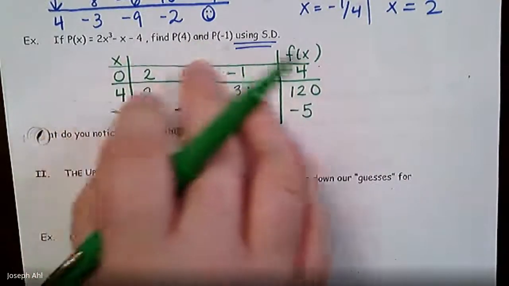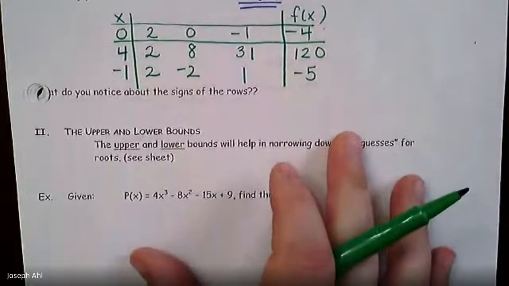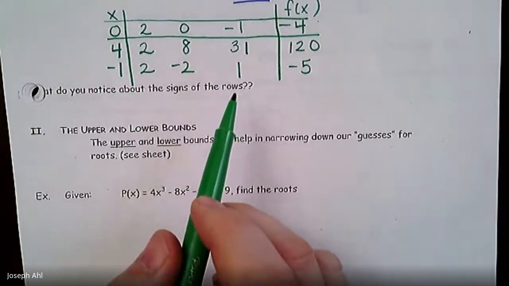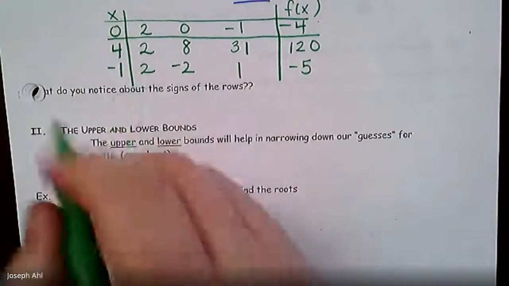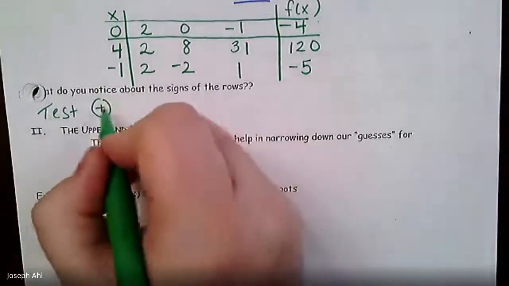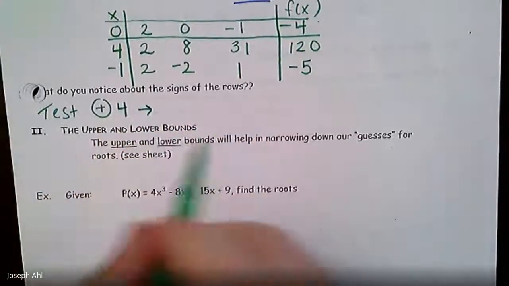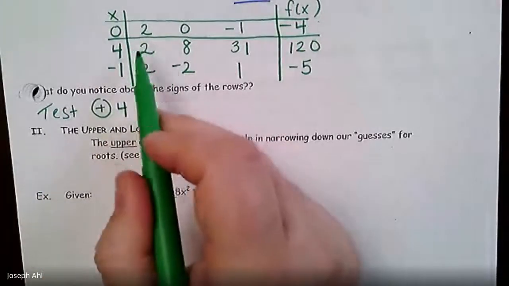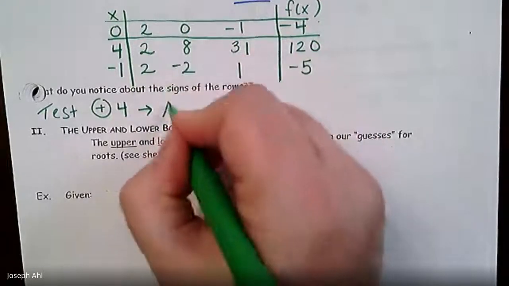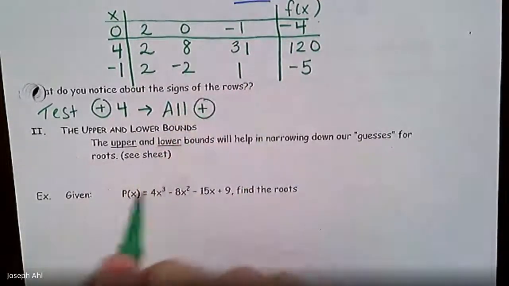But that's actually not even what I was trying to get at here. What I'm trying to get at is, what do you notice about the signs of the rows? So what I mean by that is when we tested +4, notice how all the signs of these numbers are positive, positive, positive, positive. All the numbers in your synthetic division are positive there.